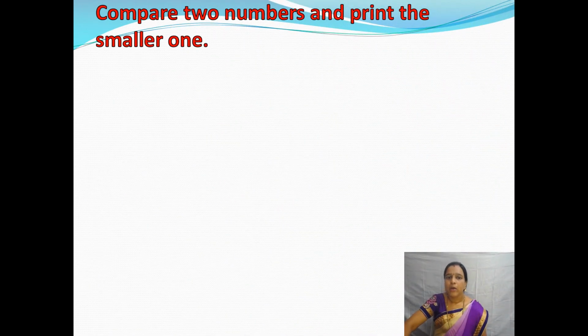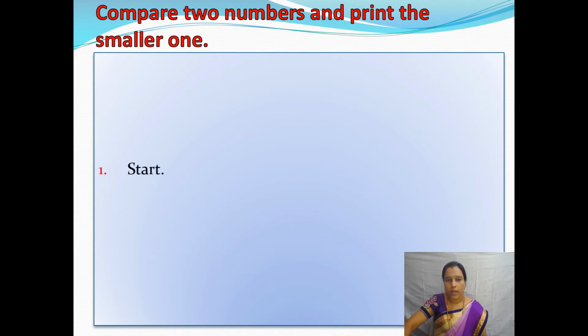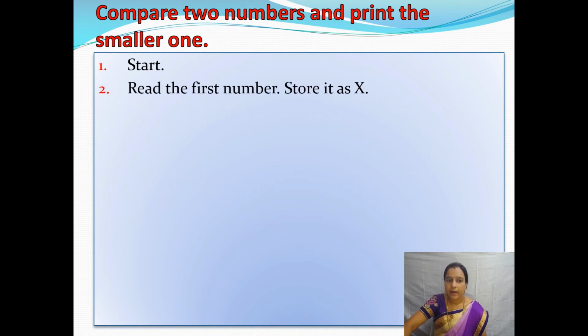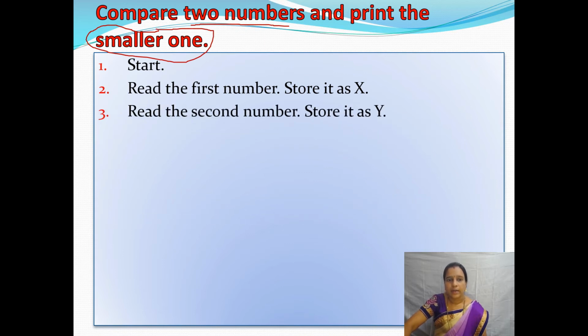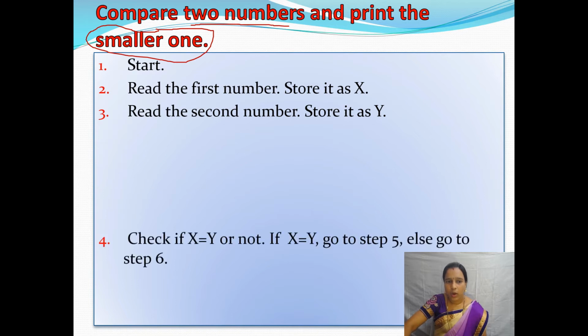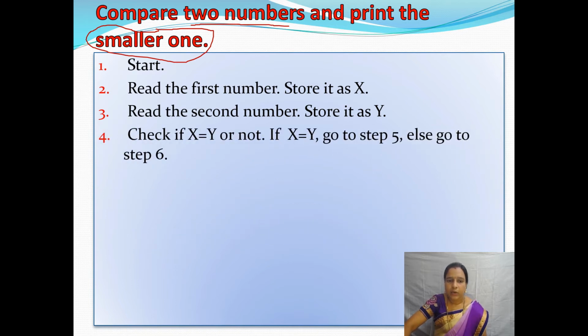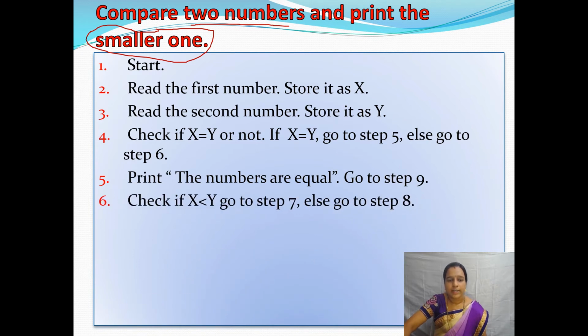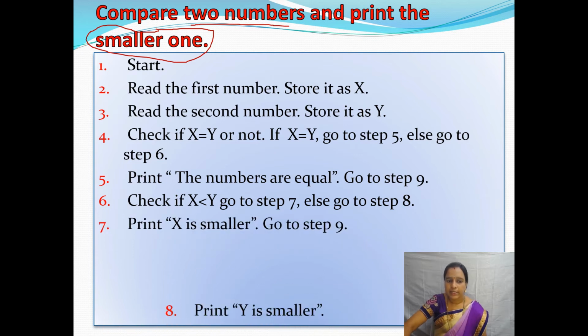Compare two numbers and print the smaller one. First we write the algorithm: step 1, start. Then read the first number, store it as x. We are comparing the two numbers and printing which is the smaller one. Next, read the second number, store it as y. Then check if x equals y or not. If x equals y, we go to step 5: print the numbers are equal. Then we go to the 9th step, that is stop.